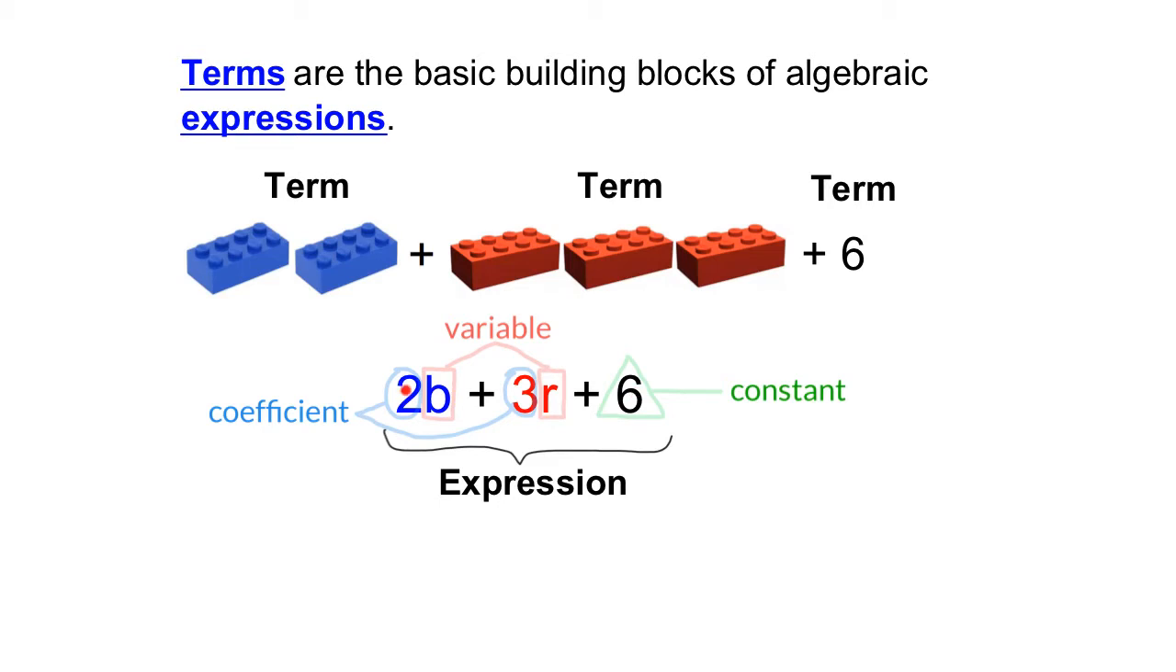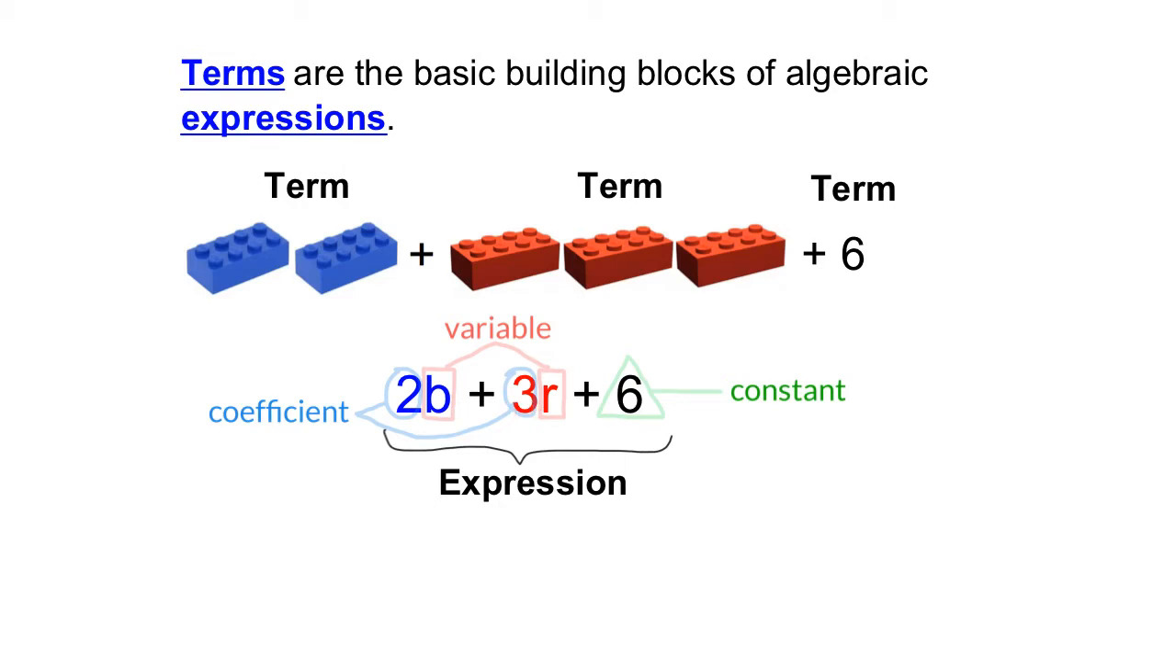Now, here I have 2b. That just means that I have 2 of whatever these variables represent. That number in front of the variable is called a coefficient. So, expressions are made up of individual terms. A term can be a constant, or it can contain a variable. If the term contains a variable, the number in front is the coefficient.